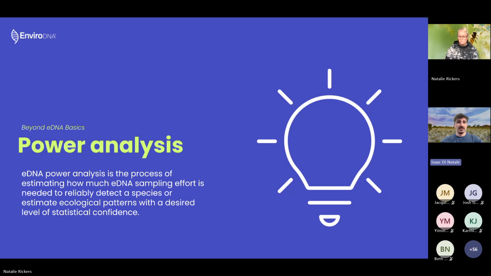Because eDNA surveys are relatively rapid and cost-effective, they provide a really efficient pilot method to generate the detection and variability data needed to build out these robust power analysis models. And it also provides a scalable and repeatable method that you can use to accurately monitor species occupancy or population trends over those longer time periods. Next slide, please, Nat.